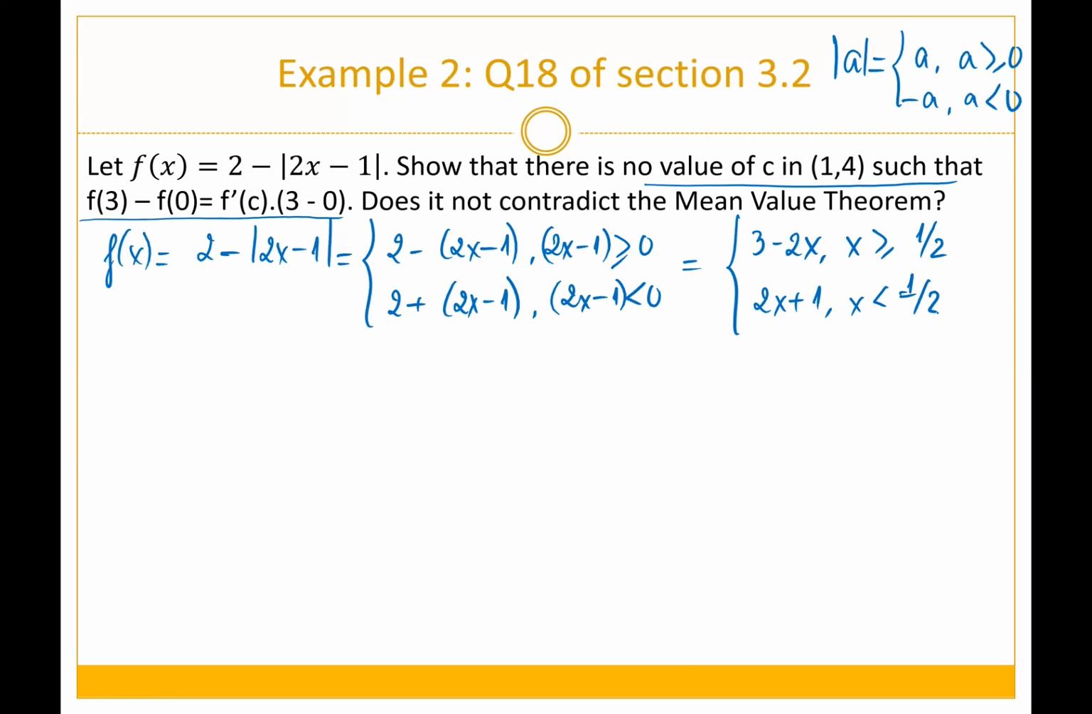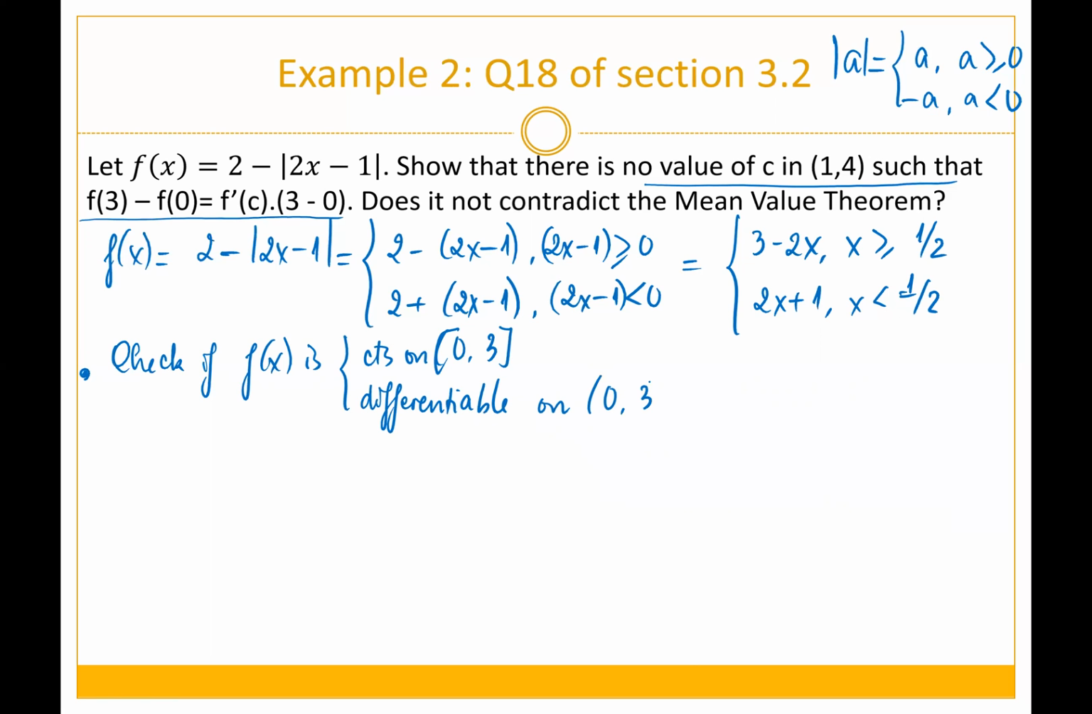Now, to use the mean value theorem, we should check the hypotheses first. The hypotheses are to check if f(x) is continuous on 0 to 3 and differentiable on 0 to 3. Now, for continuous, again, you have to satisfy the three special conditions.